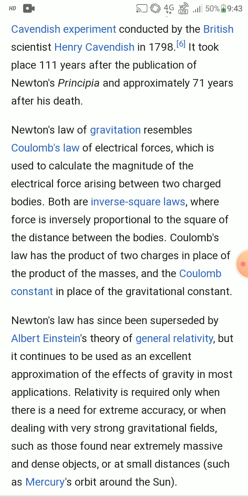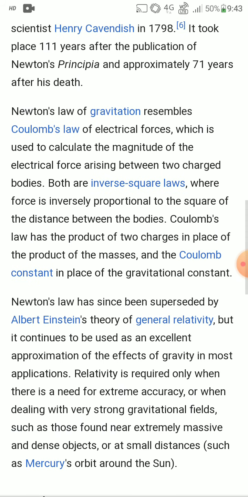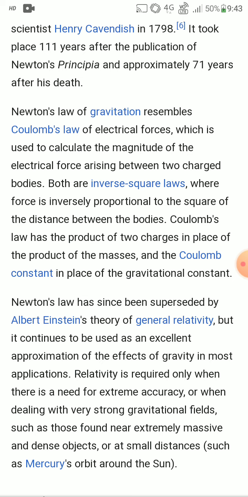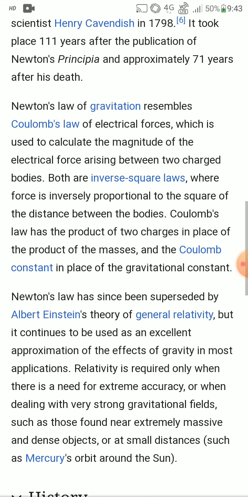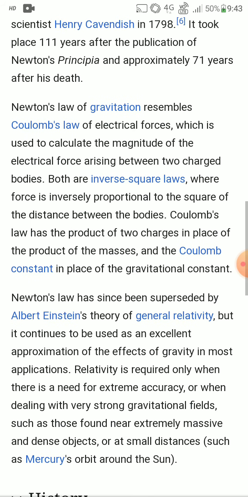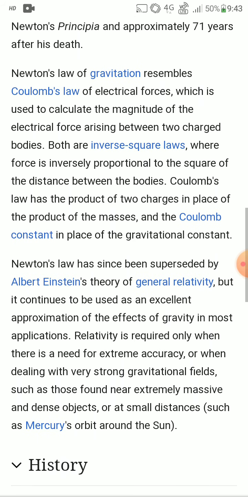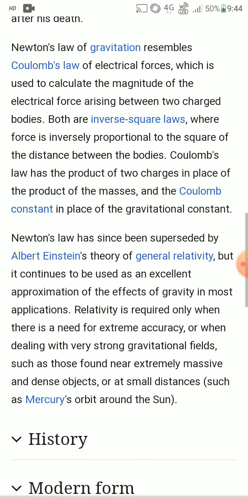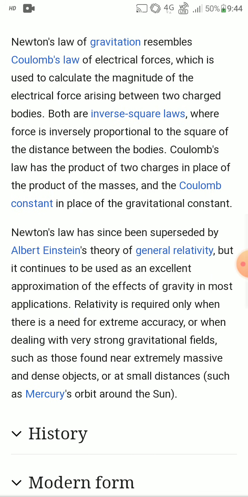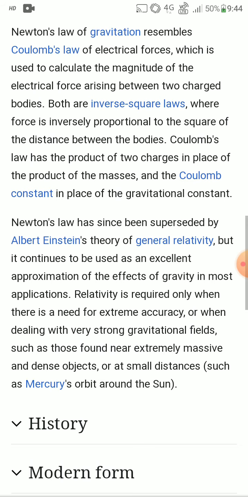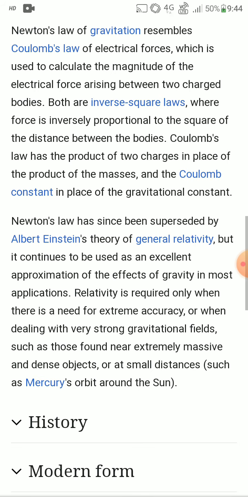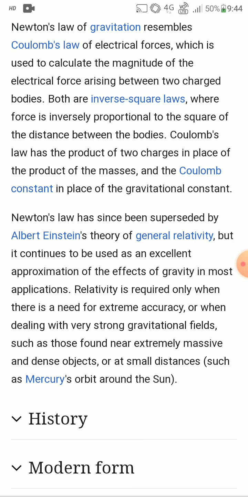Newton's law has since been superseded by Albert Einstein's theory of general relativity, but it continues to be used as an excellent approximation of the effects of gravity in most applications. Relativity is required only when high precision is needed or when dealing with very strong gravitational fields, such as those found near extremely massive and dense objects, or at small distances such as Mercury's orbit around the sun.